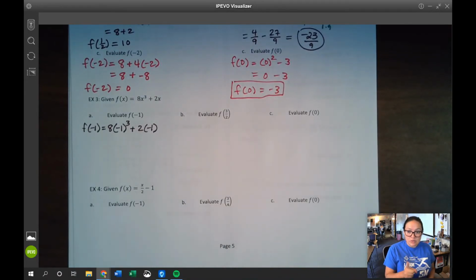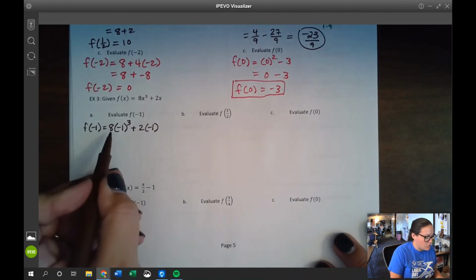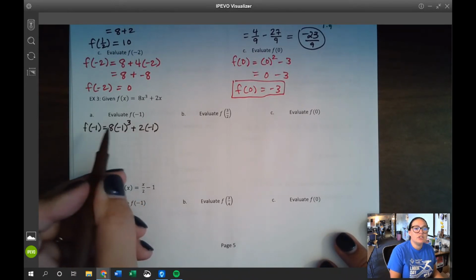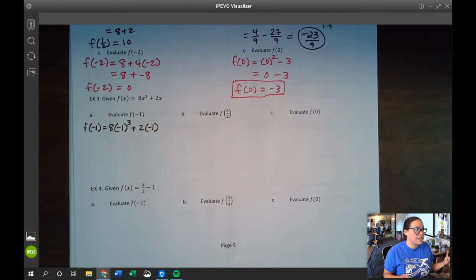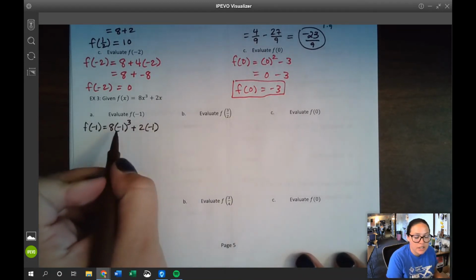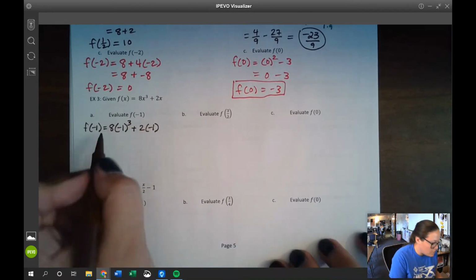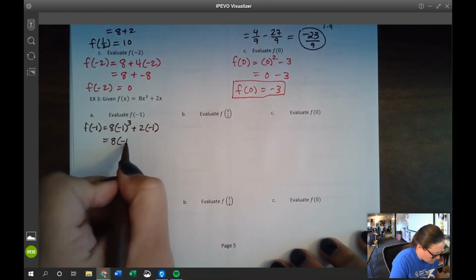Now, this is where PEMDAS is super duper important, order of operations. What I see all the time is students will do 8 times -1 first, and then they'll do -8 cubed and get some crazy number like 512. But what we need to do first is exponents. Exponents comes before multiplication. So I'm going to do -1 cubed, which means -1 times -1 times -1, which is just -1.